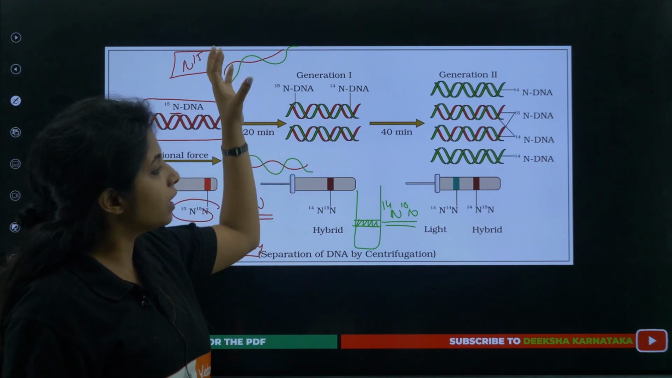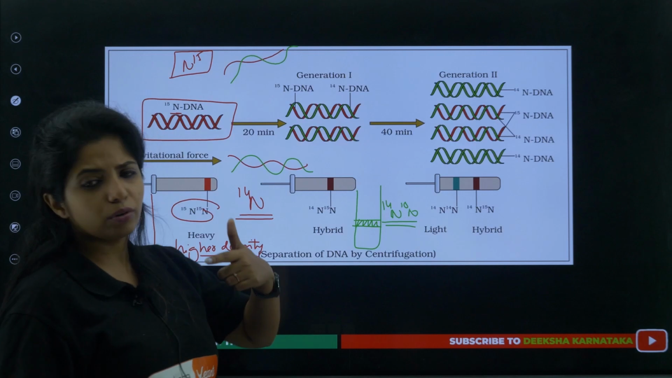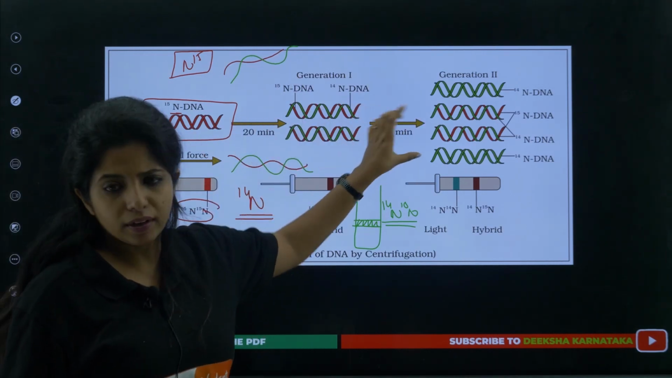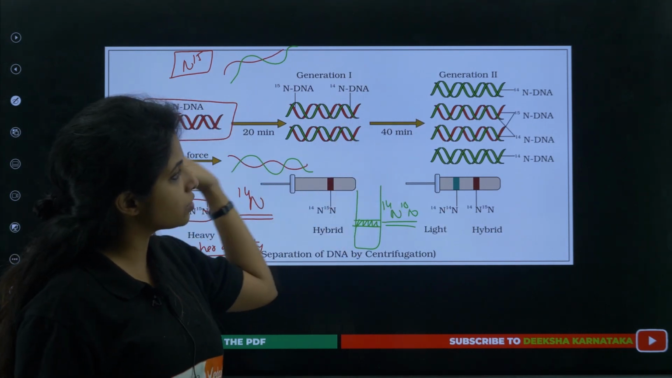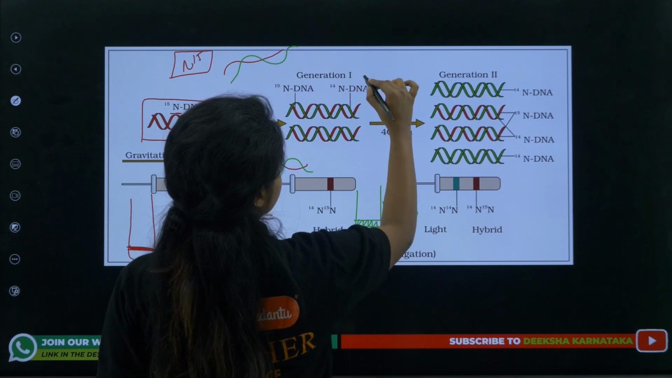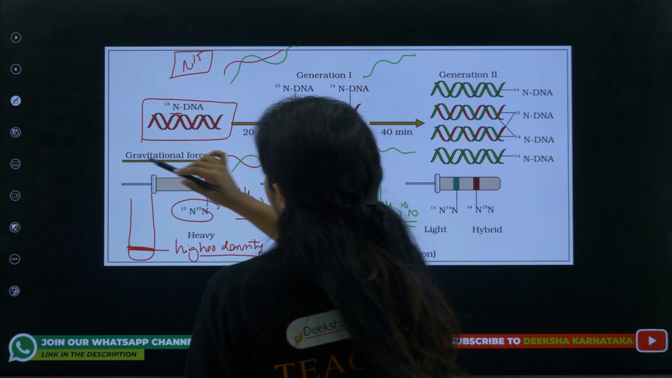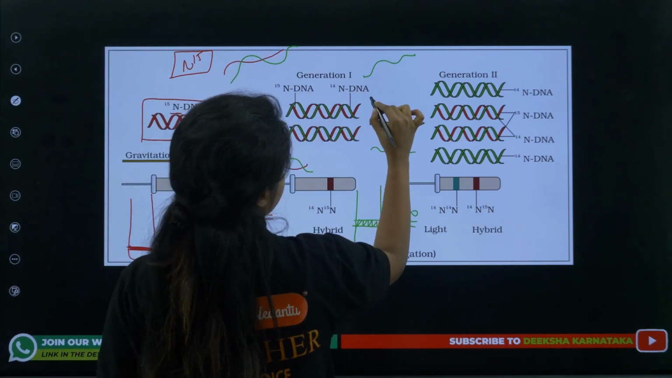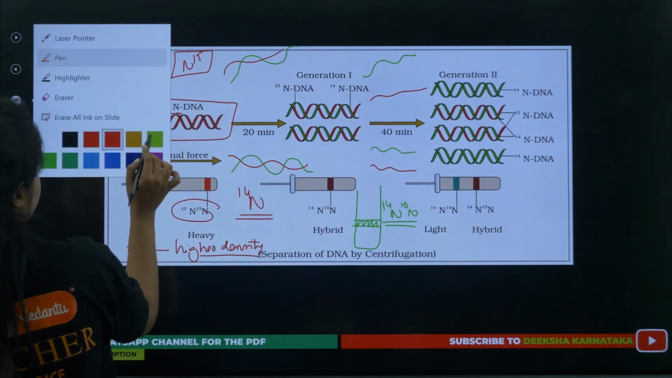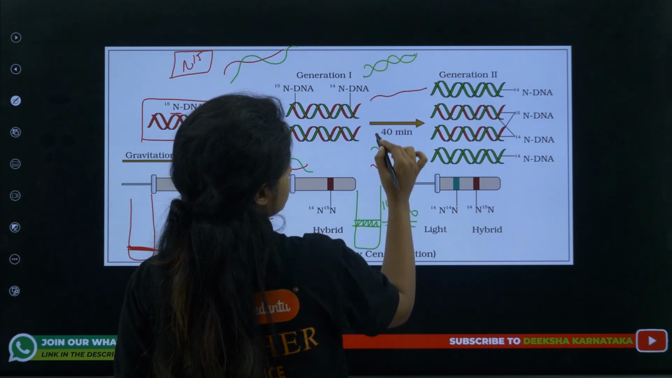Now you again grew it in a medium which has N14. Again you were allowing it to replicate once more. Then again 20 minutes, that means basically 40 minutes. After 40 minutes from the start, this strand will segregate. So I have one strand like this, one strand like this, and then one strand like this from here, and one strand like this from here. Now they are grown in N14 only. So this is the strand that they are forming.